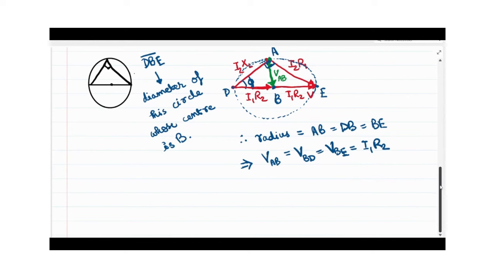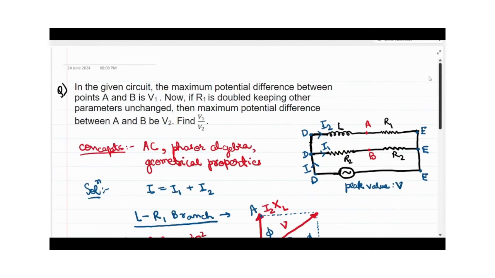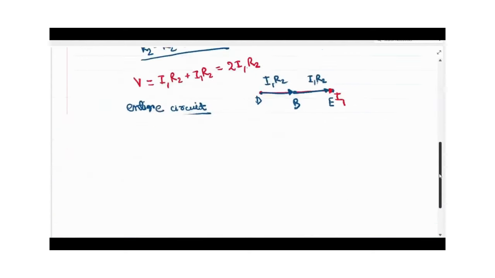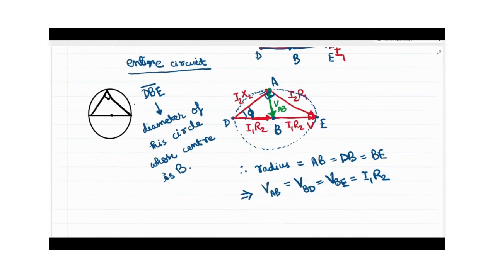So let us figure out the next part of this question. It says if R1 is doubled, keeping other parameters unchanged, then the maximum potential difference between A and B will be V2. Then find V1 by V2. One way to analyze this is we got VAB equal to I1 R2 and there is no term of R1 here. So we can simply say that VAB will never change, and there is nothing called maximum or minimum value here. The value will always be constant because it is the radius of this circle and the circle remains constant.